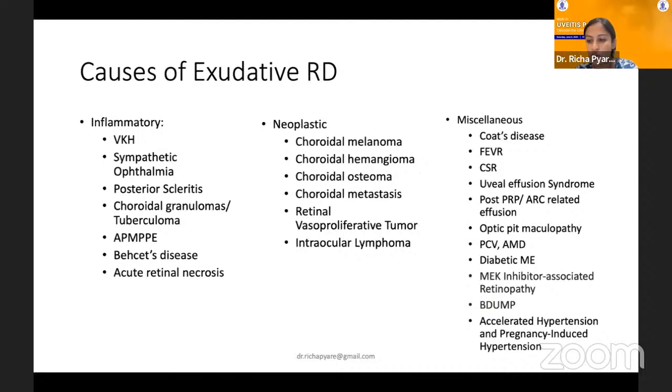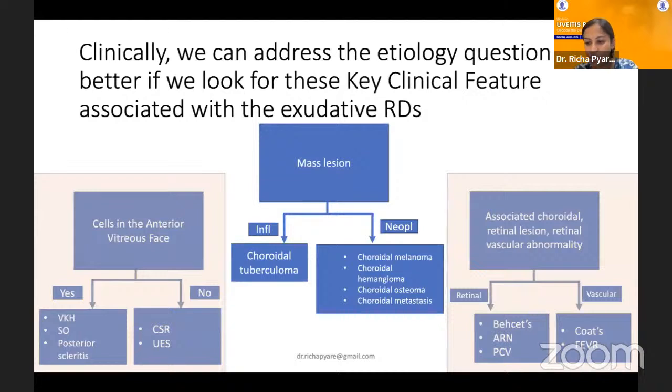Right. So this is a non-exhaustive list of possible causes of exudative retinal detachment. Broadly speaking, there are three categories: inflammatory or uveitic, neoplastic, and miscellaneous. But there are a couple of considerations. Of course, the list of causes of exudative retinal detachment is vast. But when we look for key clinical features, the possibilities narrow down and we are able to focus on some more pertinent causes of exudative retinal detachment.